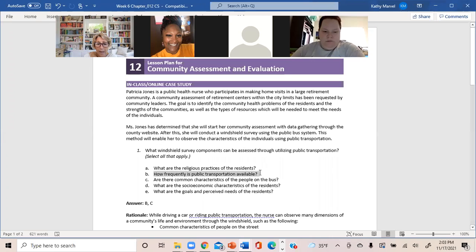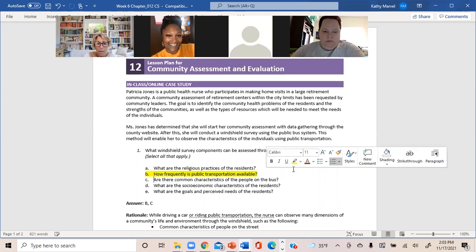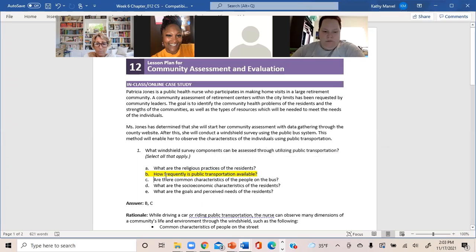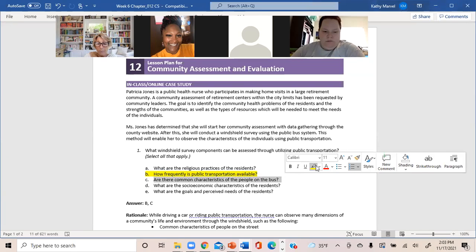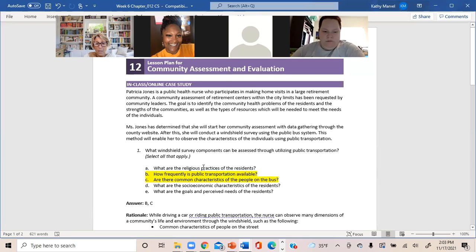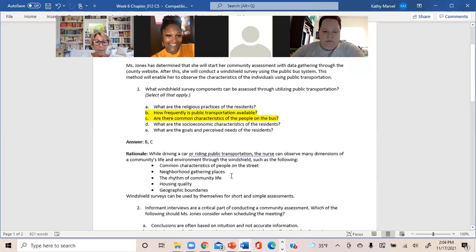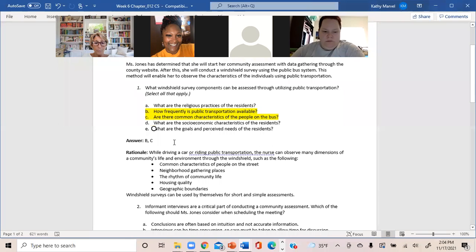Okay, well, we can certainly gather how frequently it's available. And we can certainly gather what are the common characteristics of people on the bus. That's for sure. We're not able to figure out, doing a windshield survey on a bus, what religious practices are, or what socioeconomic characteristics are, right? Or what the goals and perceived needs of the residents are. Are they happy? Are they sad? Do they like the community? Well, we can measure B and C.